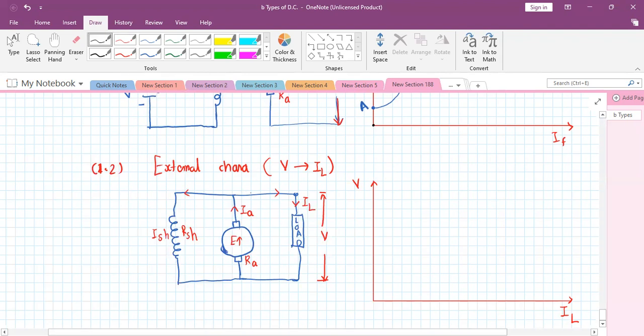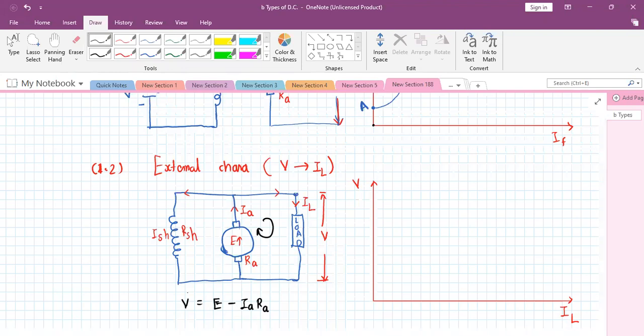Already I told you, apply the KVL. What can you write? V is equal to E minus IRA. Okay, so V is equal to E minus IRA. Now see over here, what is the E? E is the EMF induced in the armature.